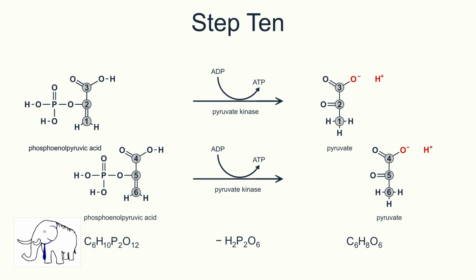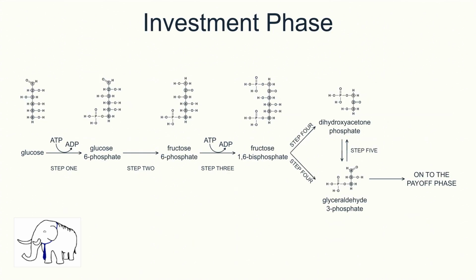And really, at physiological pH, it's not pyruvic acid, it's pyruvate ions. Let's finally show them as ions. That's it, we're done with glucose. In the investment phase, we started with glucose. We spent 2 molecules of ATP to cram some more chemical bond energy in there. And then we chopped it in half to make 2 molecules of glyceraldehyde 3-phosphate.